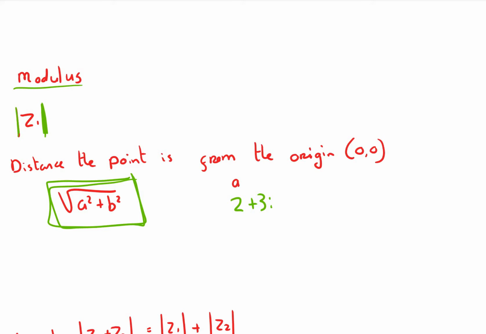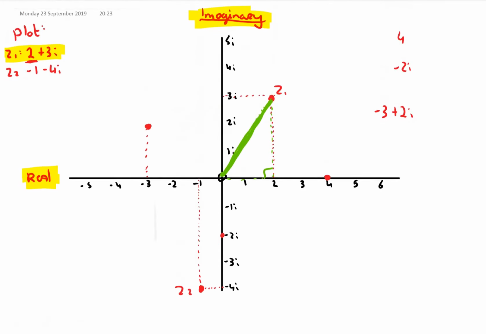The real number is a. The imaginary number is b. I don't look at the i, I'm just interested in the number. I put it into this formula, so a is 2 squared plus b is 3 squared, and that's the square root of 4 plus 9, which is the square root of 13. So the distance from here back to the origin is the square root of 13.